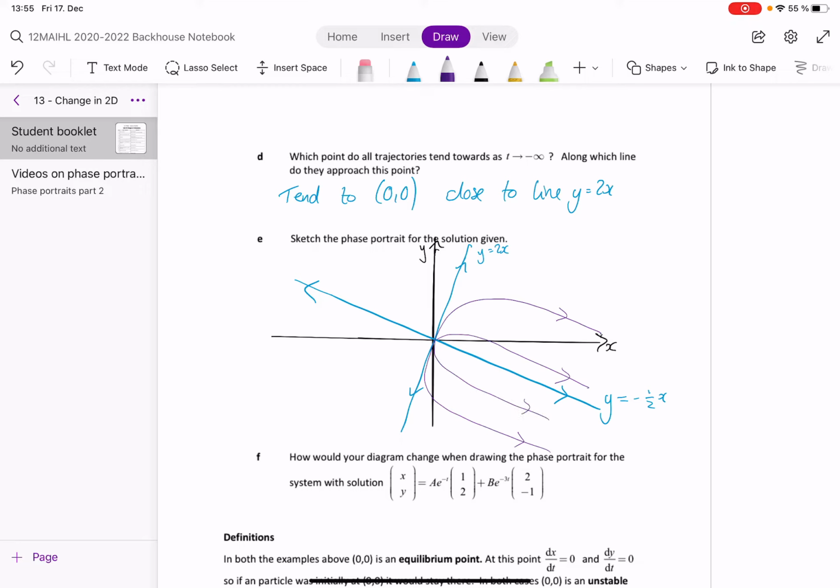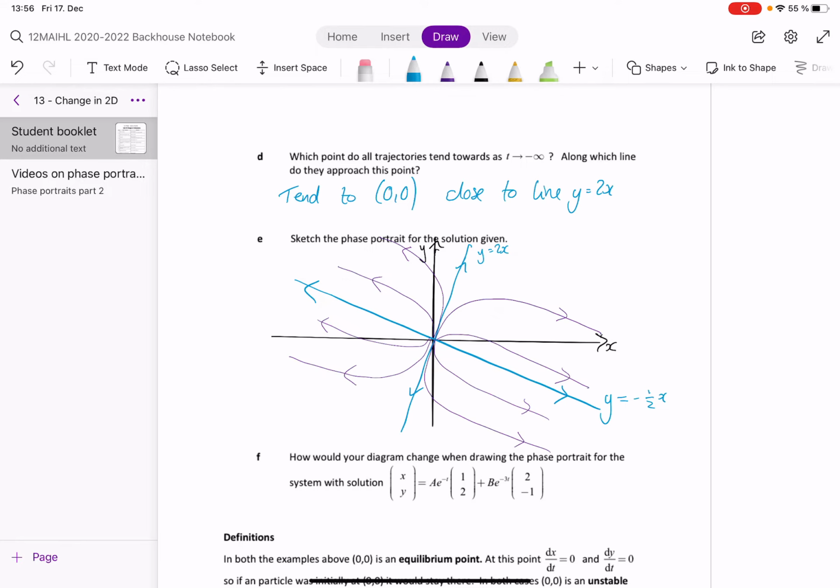Okay, so I'm starting in the origin. I'm trying to start off close to the, I guess we could describe it as the weaker eigenvector in this case, the one with the smaller eigenvalue, and I'm heading in the direction of the larger eigenvalue's eigenvector. Okay, so that's what would happen if we have positive eigenvalues.